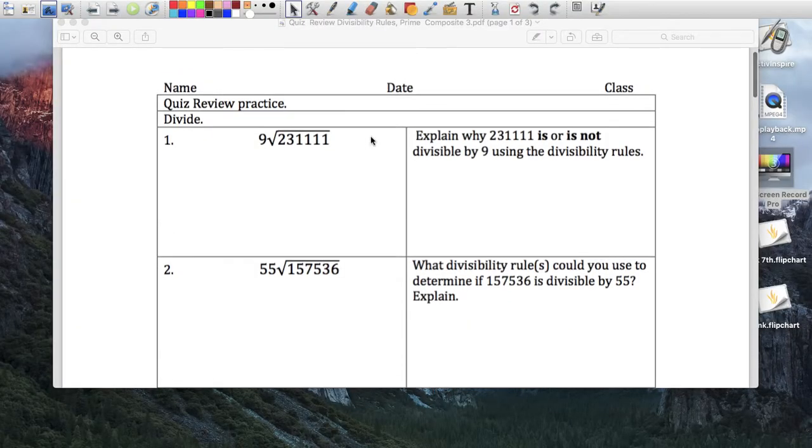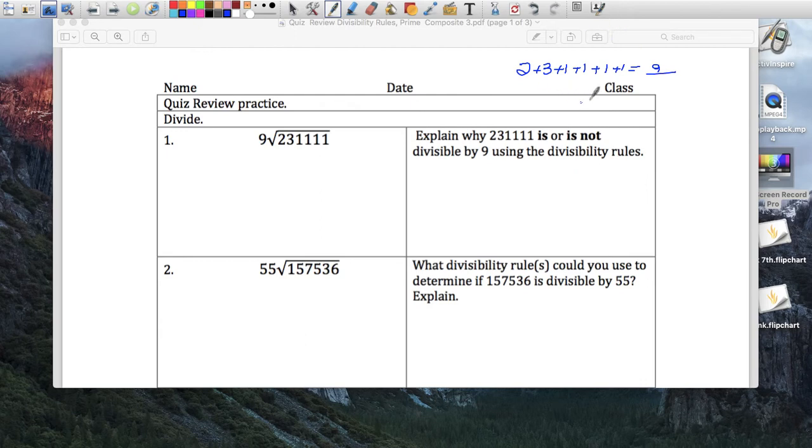So the first question said, divide 231,111 by 9, and it also tells you to explain whether it's divisible by 9 or not. So let's start with that. One trick you can use to see if the number is divisible by 9 is to add up all the digits. So we're going to add 2 plus 3 plus 1 plus 1 plus 1 plus 1, and I get 2, 5, 6, 7, 8, 9. And the sum of the digits is 9.